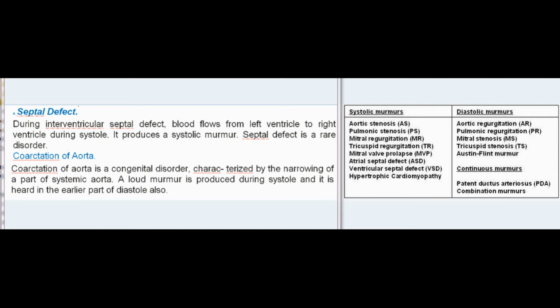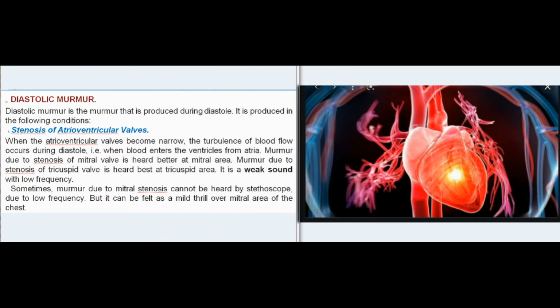Coarctation of aorta. Coarctation of aorta is a congenital disorder, characterized by the narrowing of a part of systemic aorta. A loud murmur is produced during systole and it is heard in the earlier part of diastole also. Diastolic murmur. Diastolic murmur is the murmur that is produced during diastole.